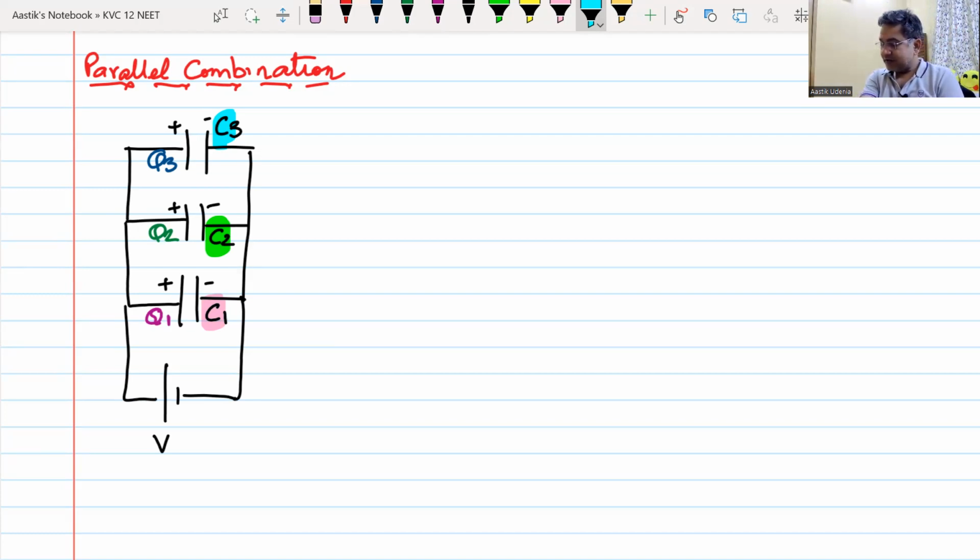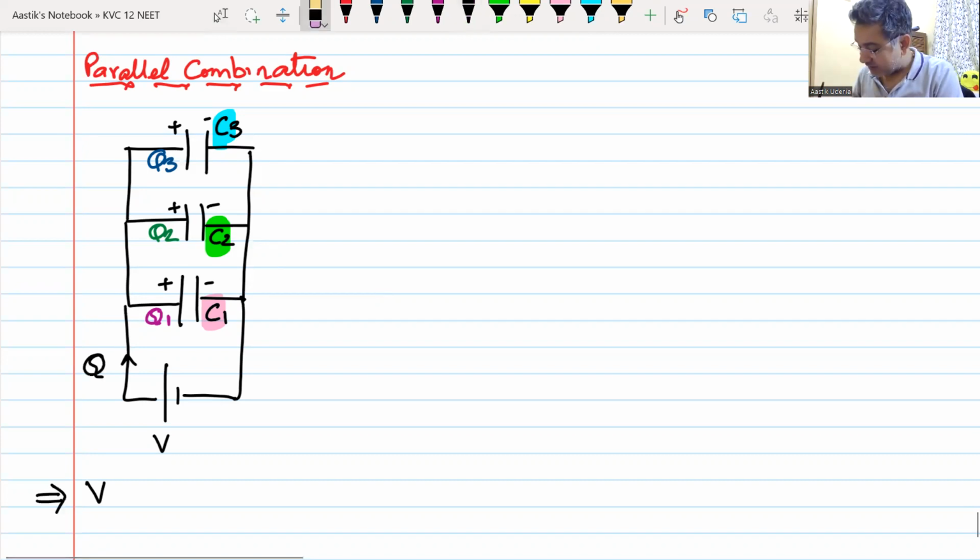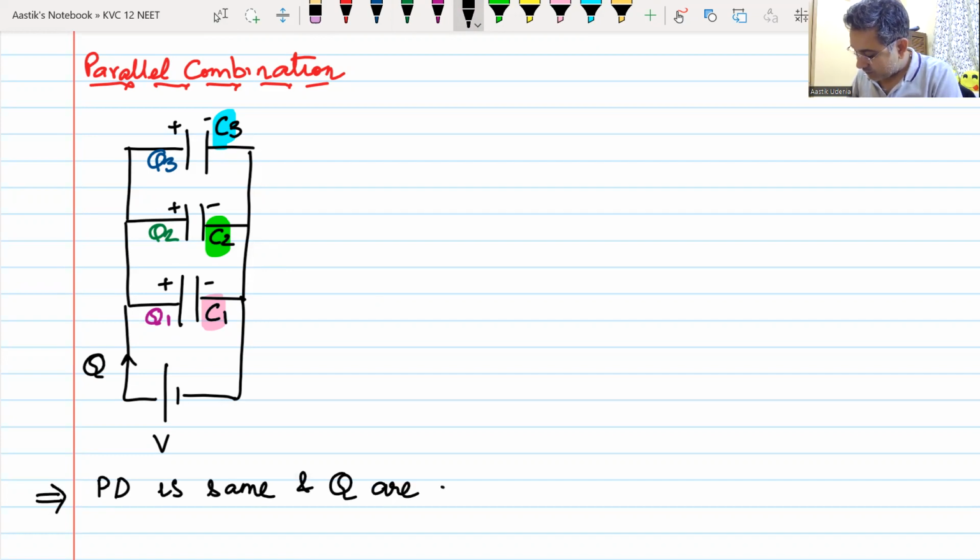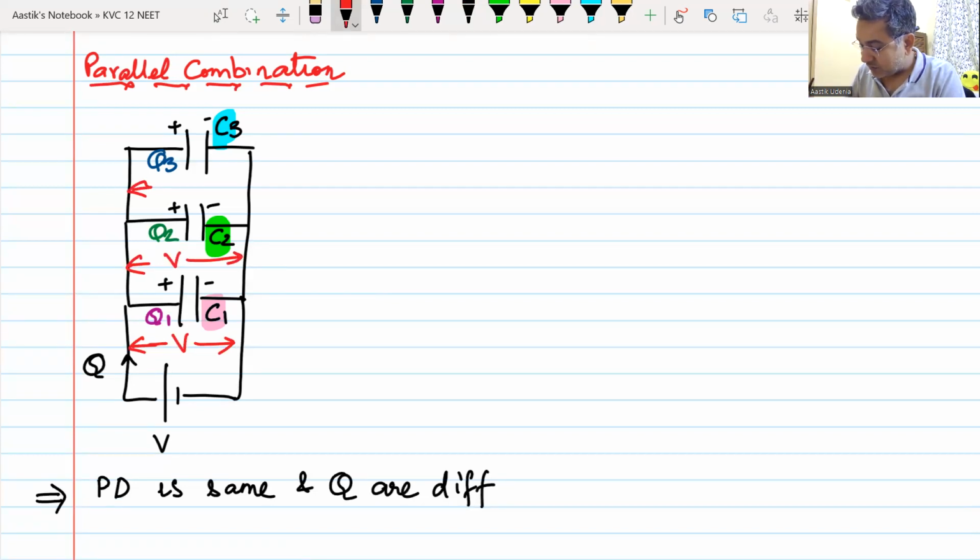Now, we have written some formulae for the series combination, and here also we can write these formulae. If the total charge which is flowing is Q, the first thing you have to understand is the potential drop. The potential difference or potential drop is the same across each capacitor and the charges are different. In this case, the potential drop across each capacitor is V. Across this one it is V, across this one it is V, and across this one also it is V. Do we understand this?